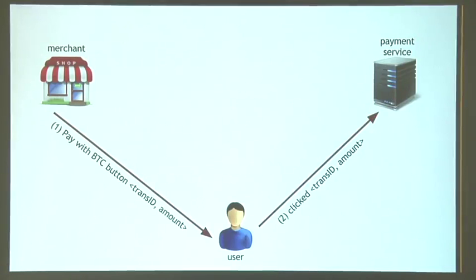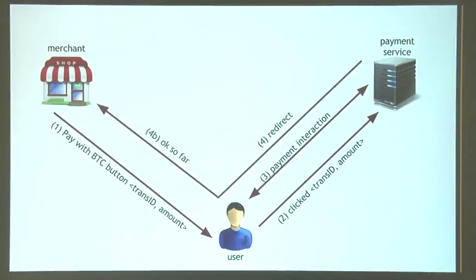When that happens, now the payment service knows that this customer, whoever they are, wants to pay a certain amount of Bitcoins. And so the payment service will pop up some kind of a box or do some kind of an interaction with the user, in which the user will receive information about how to pay, and the user will then initiate a Bitcoin transfer to the payment service.